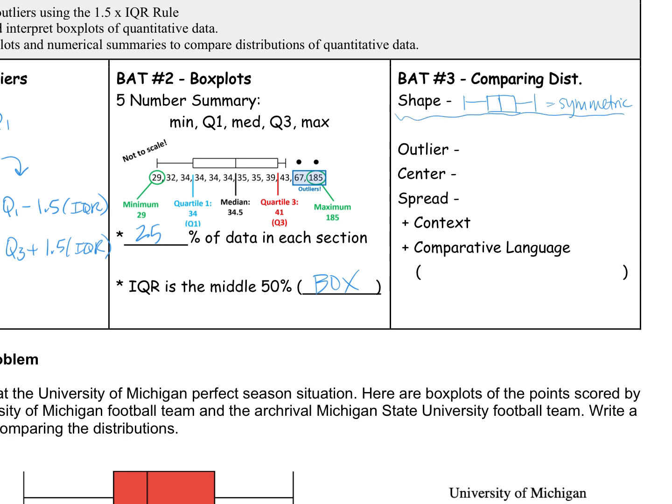Now, let's do right skewed. What'd that look like? Box is on the left and the tail is long on the right. So, something like that, right skewed, longer tail on the right. Okay, and then left skewed, can you figure that one out? Yep. So, there you go.